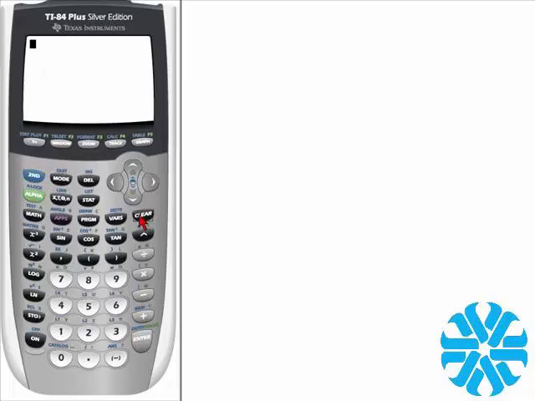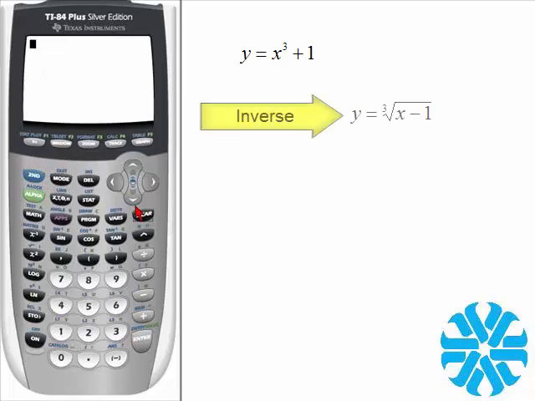So for example number 3, let's say we wanted to graph the inverse of y equals x cubed plus 1. First you would go through the algebraic manipulations to solve for the inverse, which gives you y equals the cube root of x minus 1.